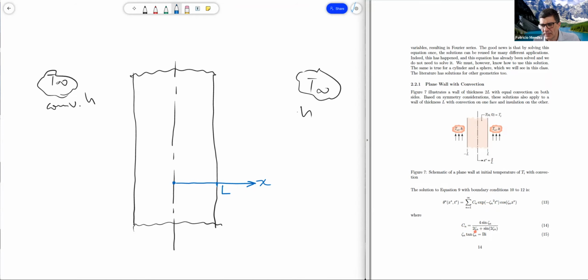Cn depends on zeta n. So it's like Russian dolls, right? One equation goes inside the other equation, inside the other equation. But this zeta n depends on Biot. We need to solve what is called an implicit equation. In the end, if I have Biot, I can get this zeta n, I can get the Cn, plug in here, and I get my theta for any x star and any t star.